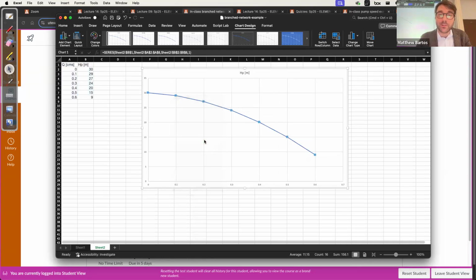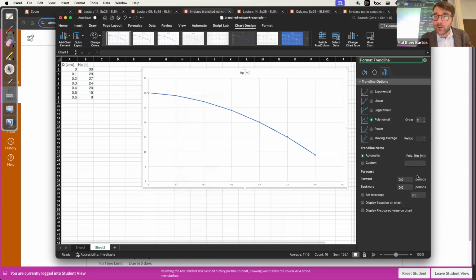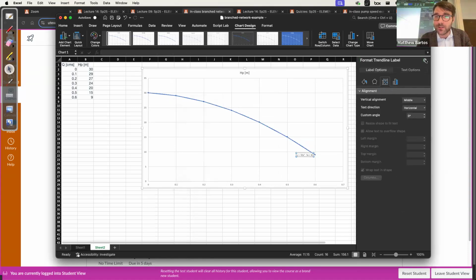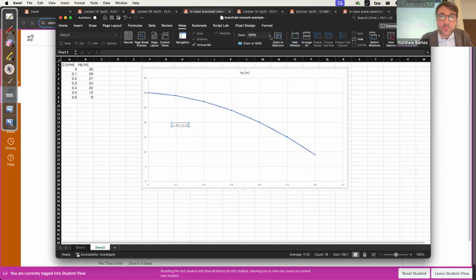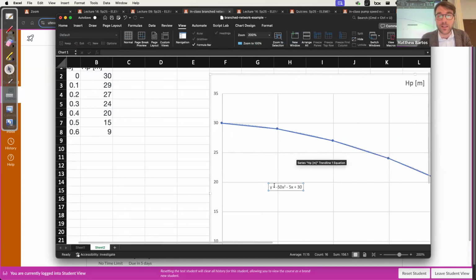So I'm going to go to add trendline. We're going to use an order 2 polynomial, and I'm going to display the equation on the chart. That is very small, but you'll see that this pump curve here can be approximated by this function: HP is equal to -50 times the discharge squared minus 5 times the discharge plus 30.